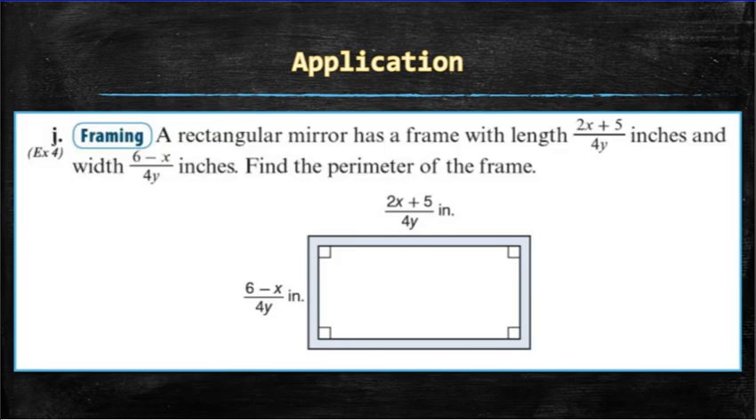And our last one, a rectangular mirror has a frame with length of 2x plus 5 over 4y inches and a width of 6 minus x over 4y inches. Find the perimeter of the frame. So I have two groups of 2x plus 5 over 4y plus two groups of 6 minus x over 4y.